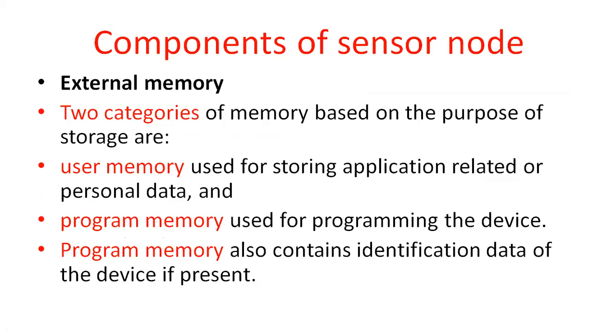What is user memory? User memory is used for storing application related or personal data. Whatever the application related data is, for example in your mobile where many apps are present, the data corresponding to an application is stored in user memory, or you may store your personal data also. That is called user memory. What is program memory? The program memory is used for programming the device. The program memory also contains the identification data of a device, if present.